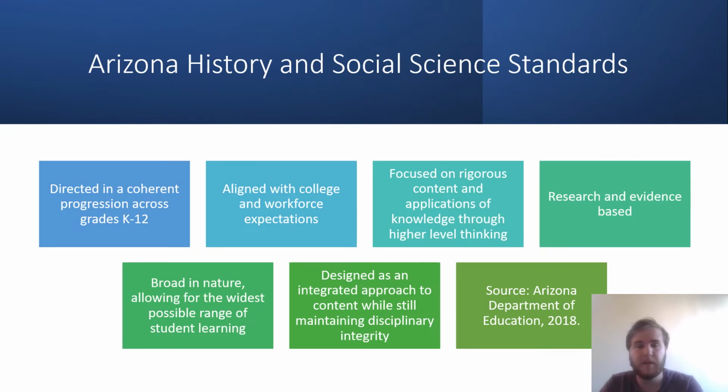In Arizona, the history and social science standards are directed in a coherent progression across grades K through 12, aligned with college and workforce expectations, focused on rigorous content and applications of knowledge through higher level thinking, research-based and evidence-based, broad in nature, allowing for the widest possible range of student learning, and finally, they are also designed as an integrated approach to content while still maintaining disciplinary integrity.